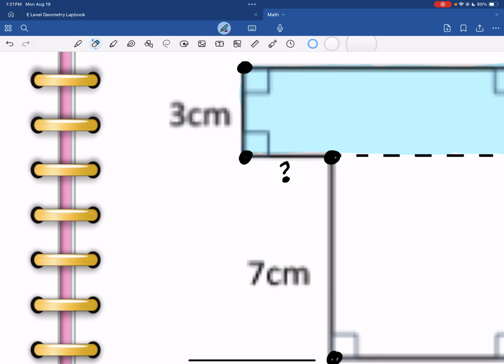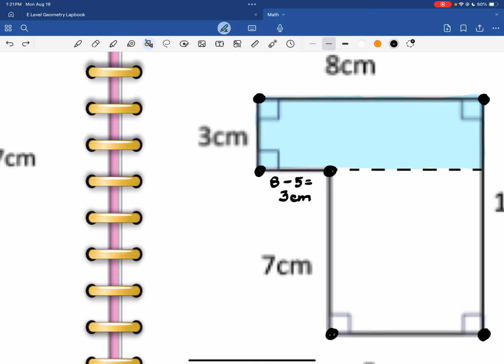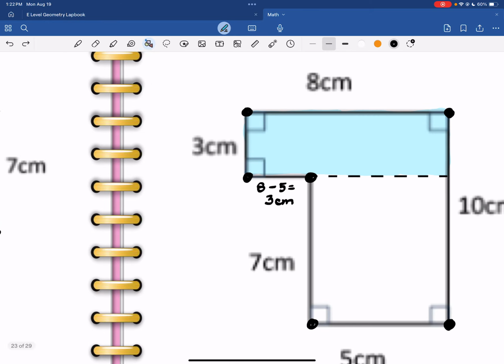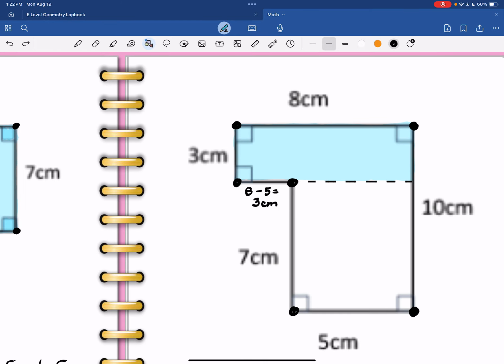So my unknown is going to be 8 minus 5, which is 3 centimeters. And that makes sense to me because look what would be right here if I chose to draw it in. A square. So 3 by 3. I won't leave that there though. So that one, the unknown, is 3 centimeters.